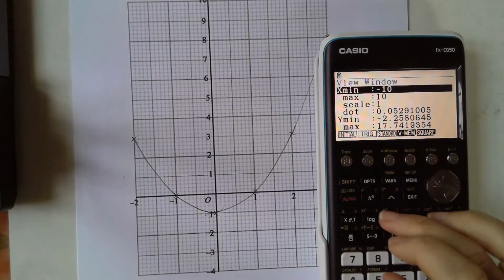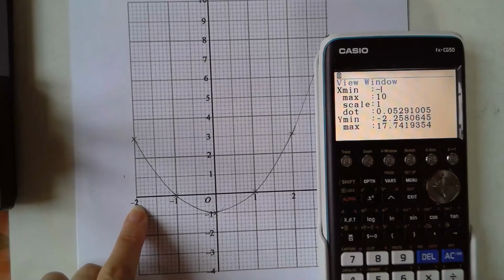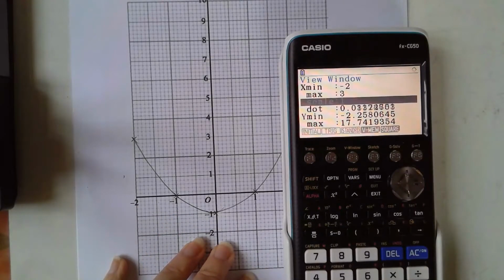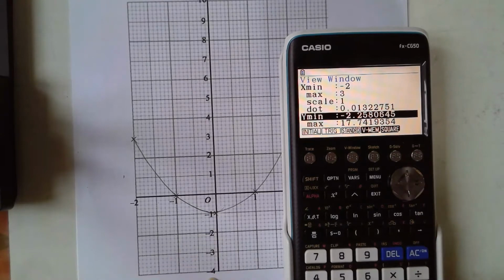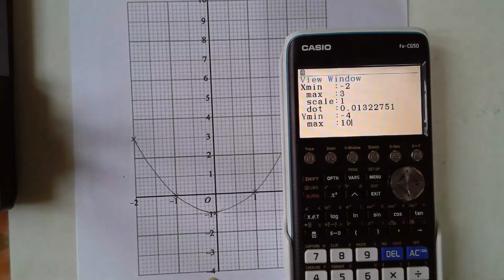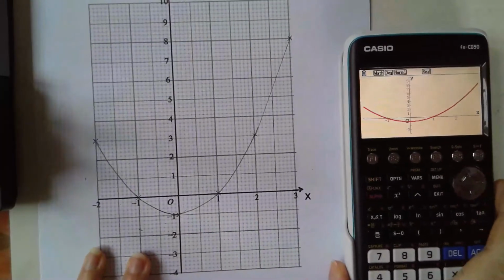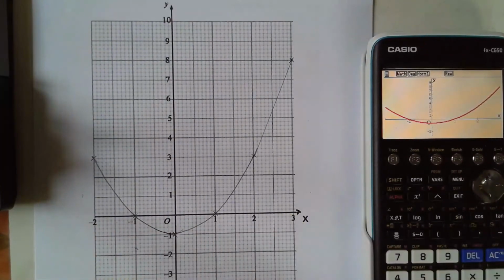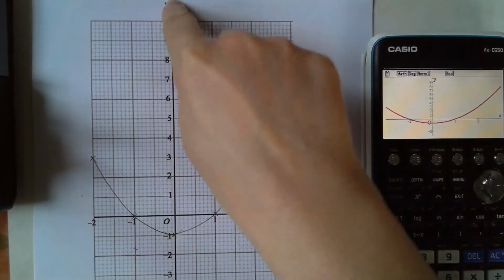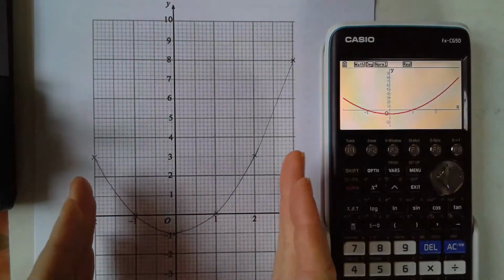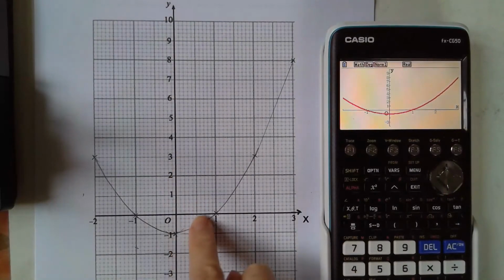So if we did that one, we would set our x minimum at -2, our x maximum at 3, go down, our y minimum at -4, and our maximum at 10, and then it would draw it for me with those exact axes, but the scale is different because here it's a 1-to-1 scale, well, almost.